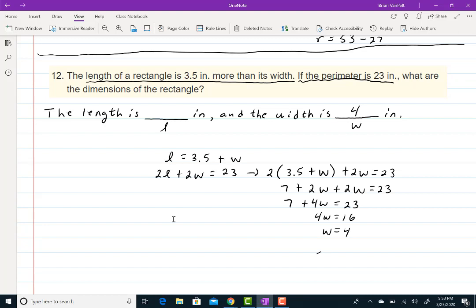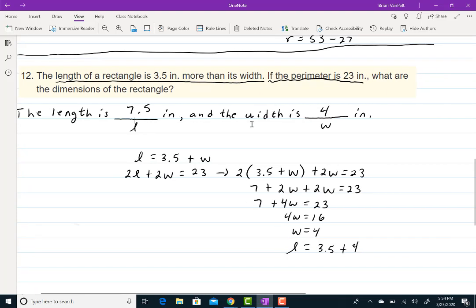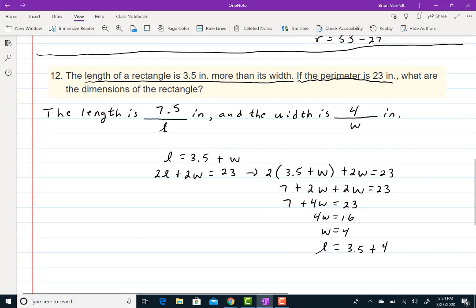And then L is 3.5 inches more than that. So it looks like for L we get 7.5. Let's just make sure that everything works out. The second part, 3.5 more, is simple. We just did that part. But is the perimeter actually 23 inches? Well, let's add up all the sides. If L is 7.5, then twice that is 15. So I have 15 so far. W is 4, then twice that is 8. So 15 plus 8 is in fact 23, and we've solved the problem.